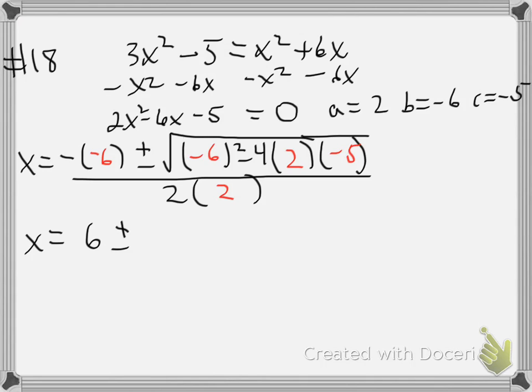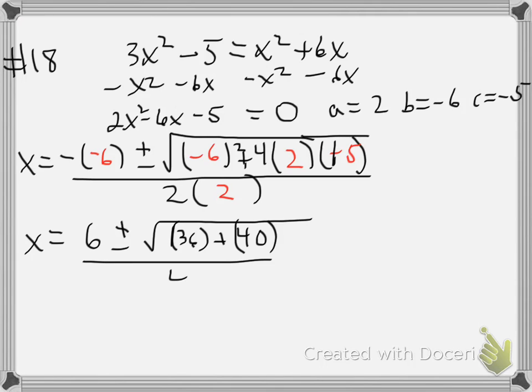6 plus or minus 36. These two make a positive. So I'm going to have positive 40 there for that one, all over 4. Let me clean some of this up a little bit. So that's 6 plus or minus root 76 over 4.